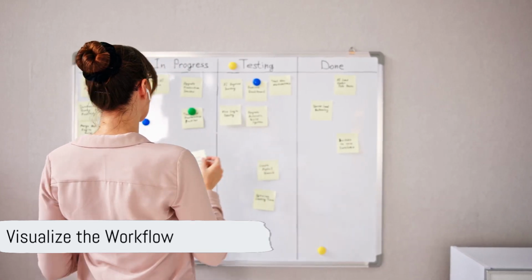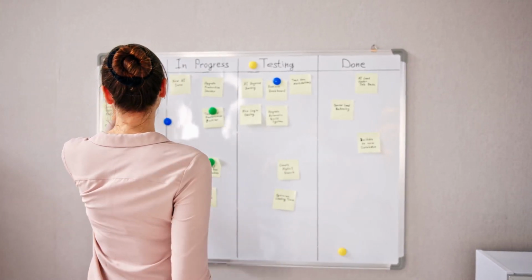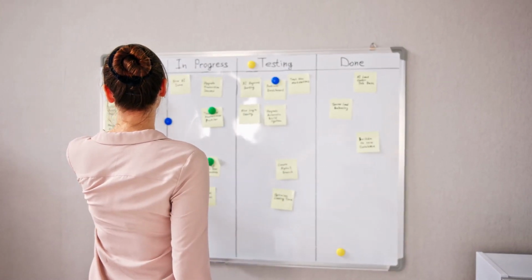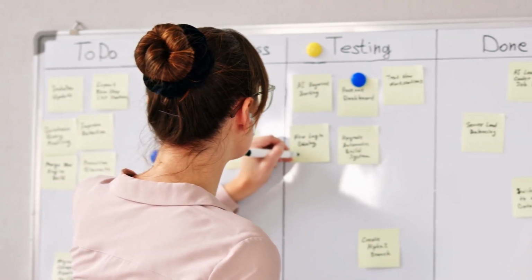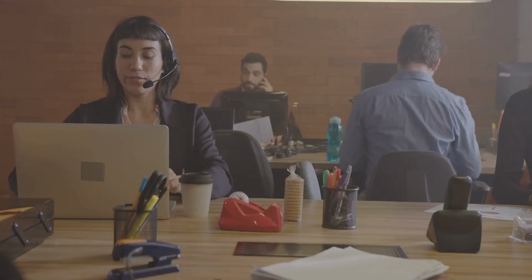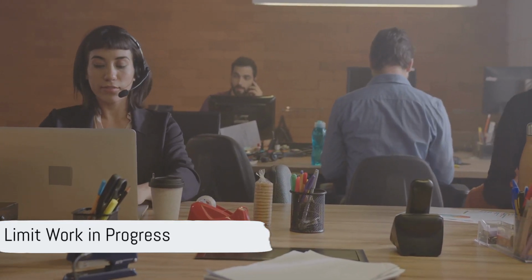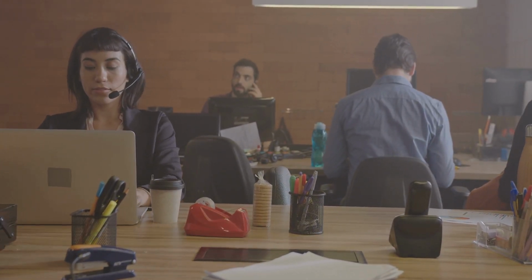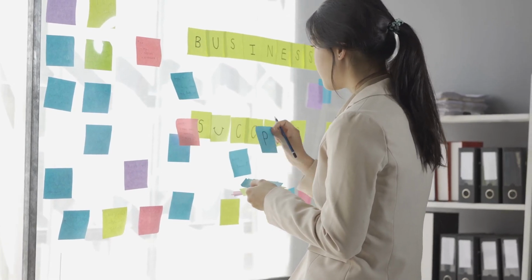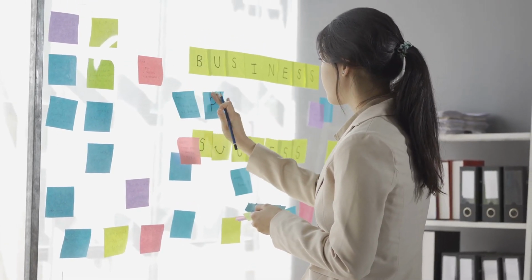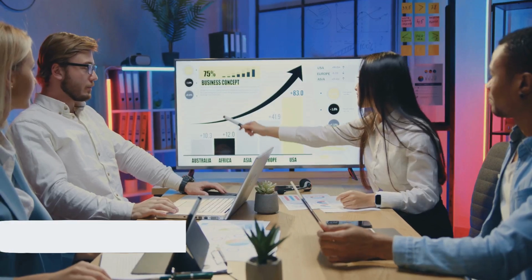Visualize the workflow. Seeing the process makes it tangible. When tasks are on display, teams can align priorities, spot issues, and make decisions based on real-time status. Limit work in progress, or WIP. Multitasking often causes delays and defects. WIP limits prevent teams from starting too much at once, encouraging focus and finishing work before starting new tasks.